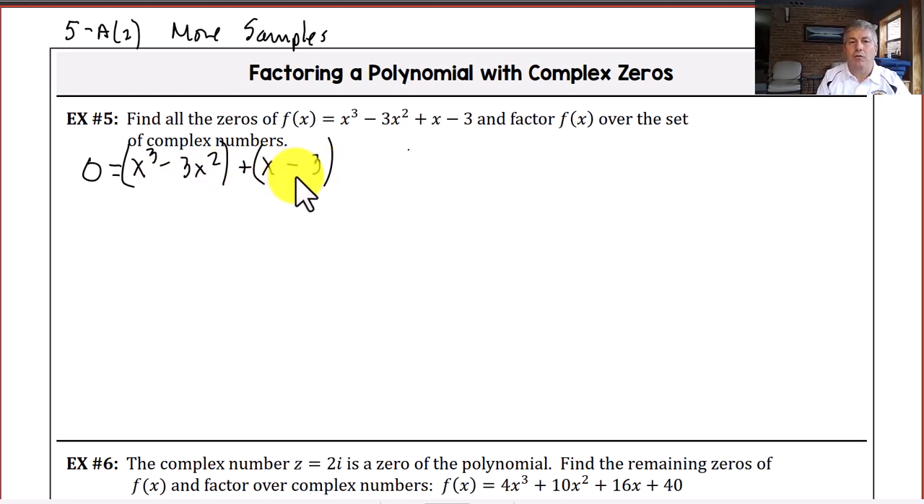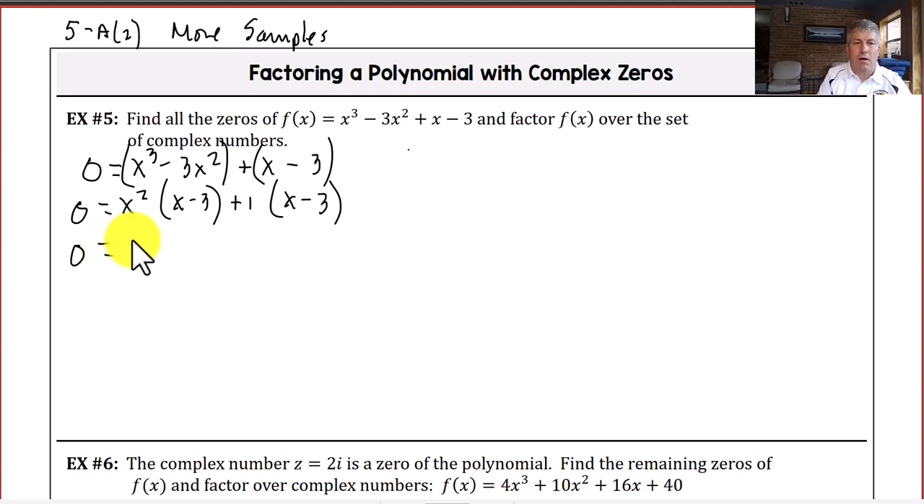We'll group in our pairs and we'll factor out our common factor of x squared. And we're left with x minus 3. And with the x minus 3, really the only thing we're going to factor out is 1. And we're left with x minus 3. So we get our factors of x minus 3 times x squared plus 1. We set each one of these factors equal to 0. And for the x minus 3, we're going to get x equals 3.